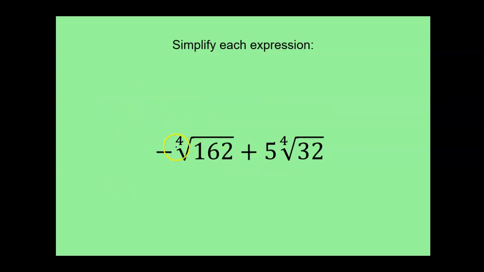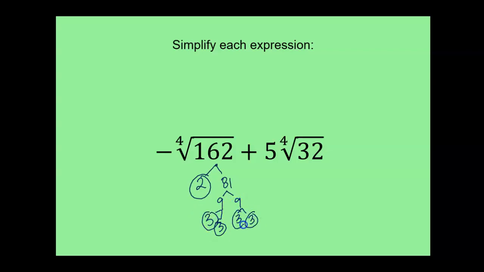Now we have a 4th root here. So because they're both 4th roots, I can combine them, but only if they simplify to the same number underneath the radical. So 162 would break down to 2 times 81. 81 is 9 times 9, and each of those break down to 3 times 3.